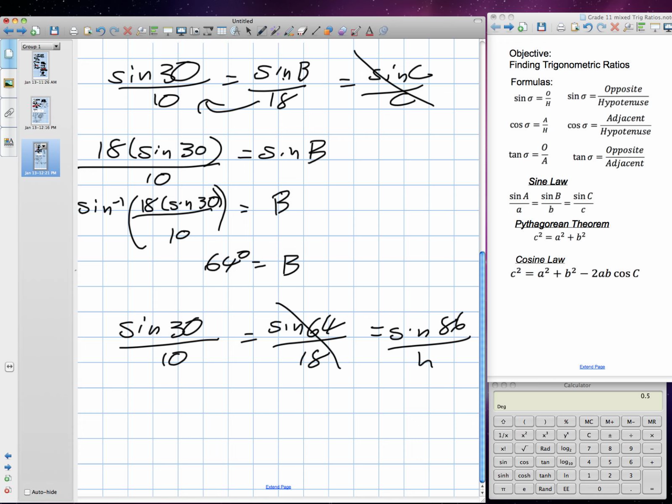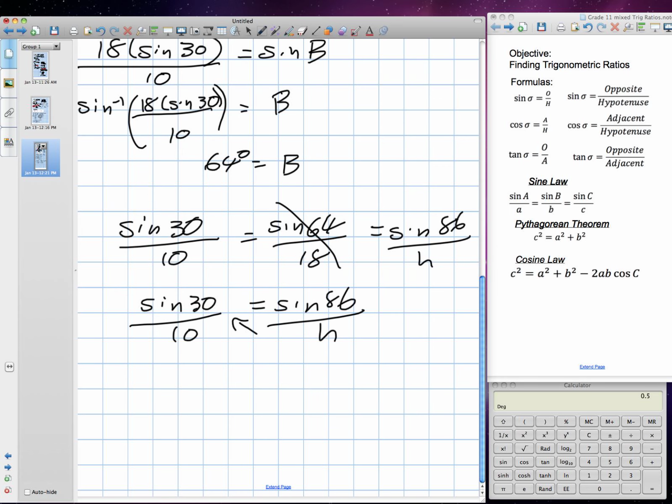Because technically I solved for that 64, I'm going to use the givens they've given me before. So sine 30 divided by 10 is equal to sine 86 divided by H. We're going to cross multiply. So we get H times sine 30. Anyone remember what sine 30 is going to be? What was it, Anderson? That was 0.5. We just solved that earlier.